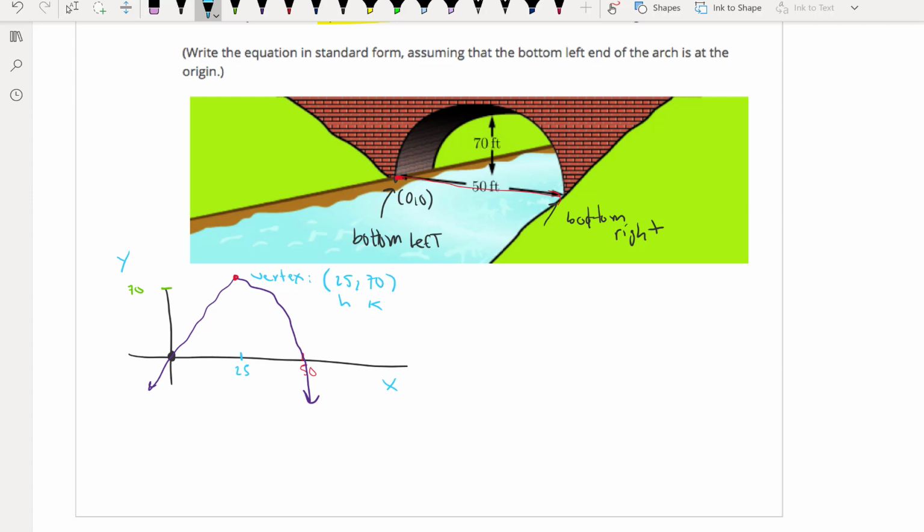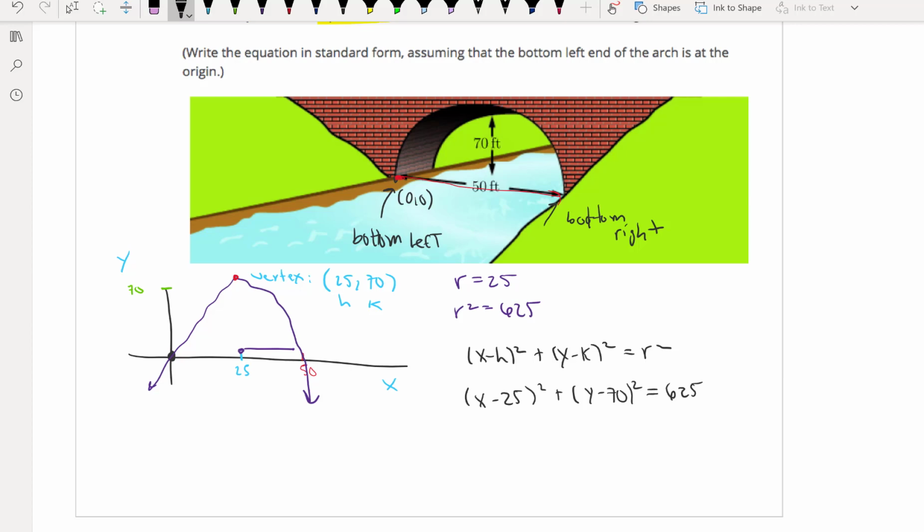So the next thing I need to figure out is my radius. Well, remember that your radius is from the center to the edge. So from the center to the edge, that would be 25. So the radius squared would be 625. So now my equation, since I have x minus h squared plus my y minus k squared is equal to my radius squared, I'm going to have x minus 25 squared plus my y minus 70 squared is equal to my 625. And so that's going to be my final answer.